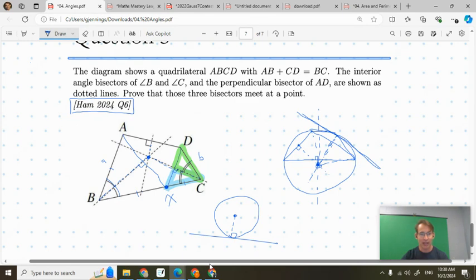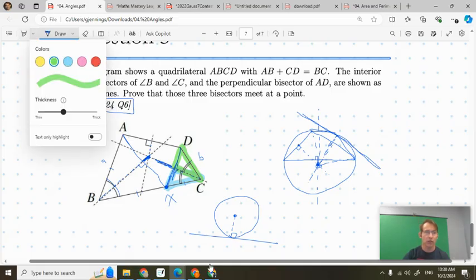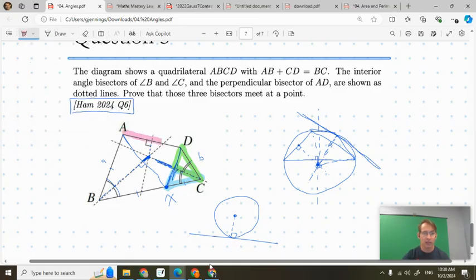Well, the thing about that is this bisector here is the perpendicular bisector of AX. This angle bisector here is the perpendicular bisector of DX. So when we look at this triangle here, we can note that this point is actually the circumcenter of that triangle, and therefore they all meet at a point. That's how I would do that.